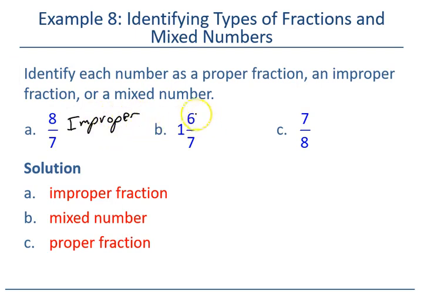Here, notice I have a fraction that looks like a proper fraction because my numerator is smaller than my denominator. But then right out here, I've just got this whole number sitting around. Anytime you have a whole number and a fraction, that's our definition of a mixed number. And then looking at our last one, it's going to be a proper fraction, because my numerator is smaller.